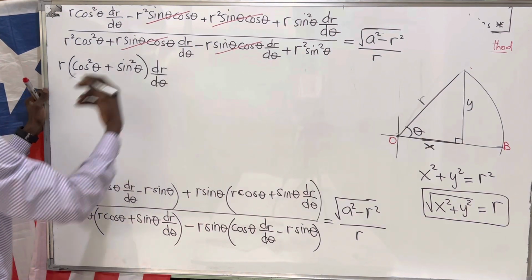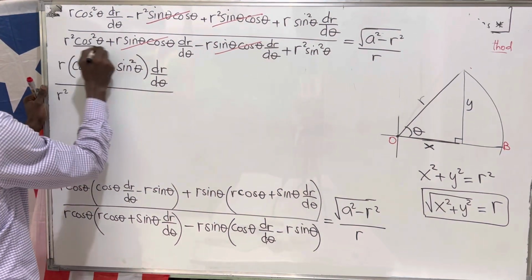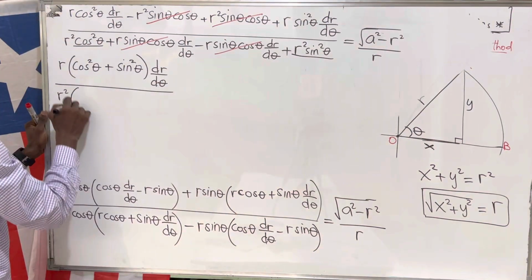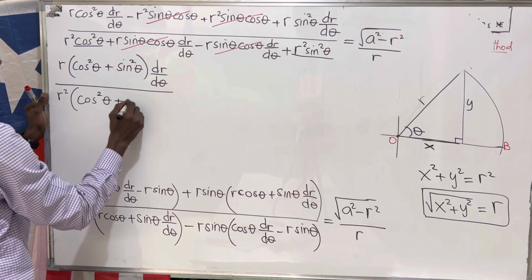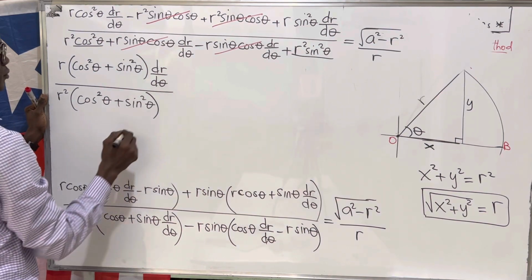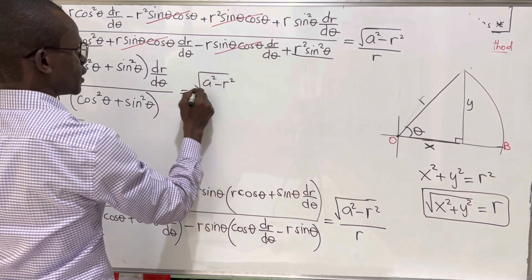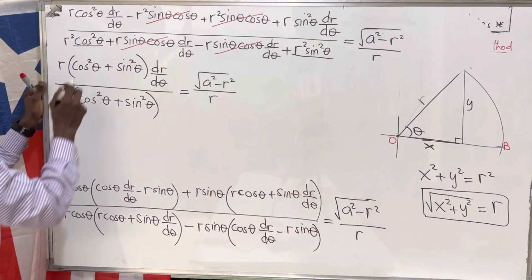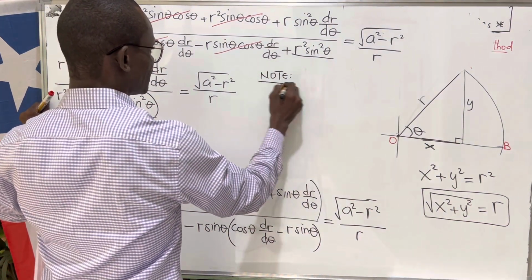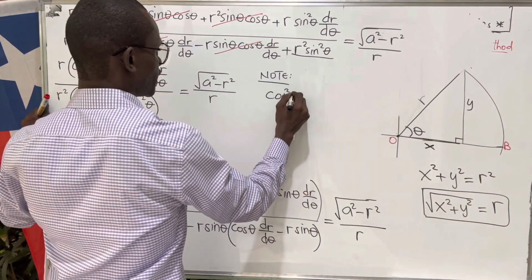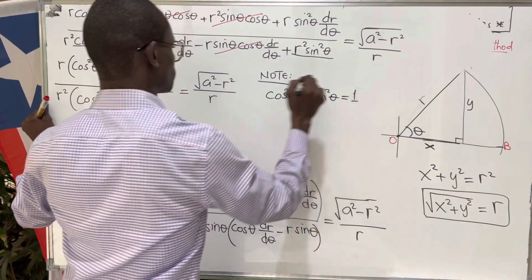So we can also factor out the dr over d theta divided by r square. Likewise with this, and this. So we can factor out r square. So we're left with cos square theta plus sine square theta all equals to the root of a square minus r square divided by r. So we know that, from the Pythagorean identity, cos square theta plus sine square theta is equal to 1.